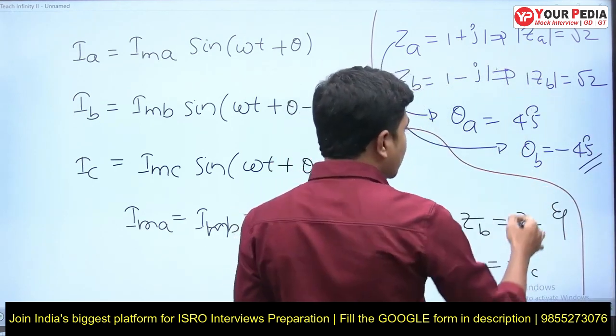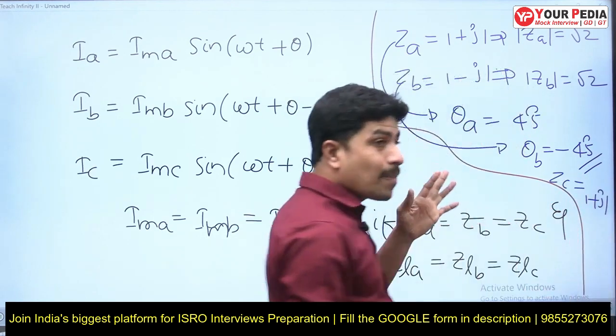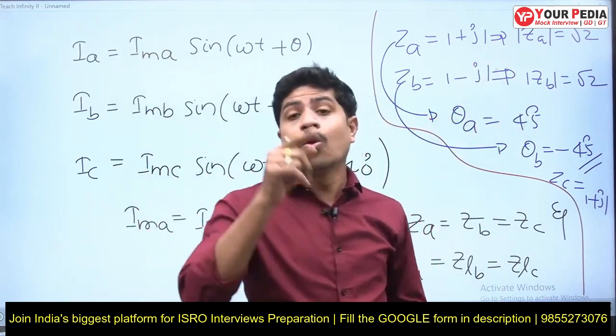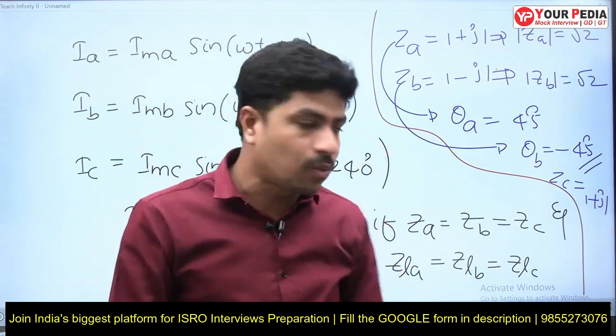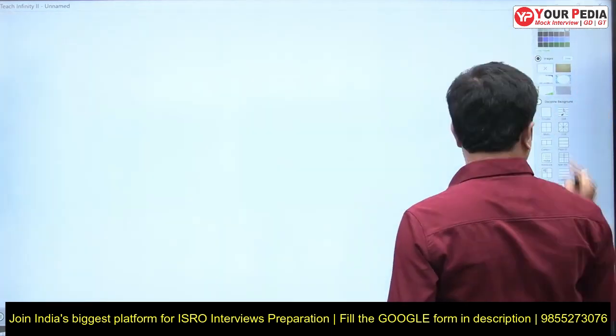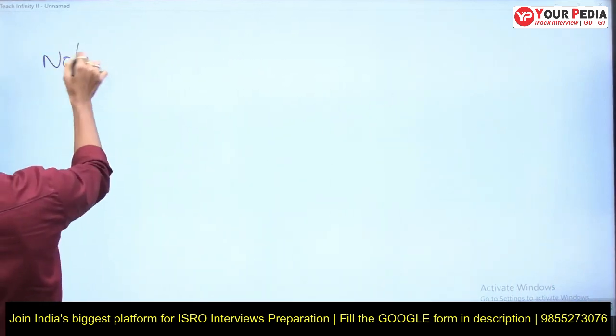Now if I take ZC equal to 1 plus j1, this is not a balanced system. Though magnitudes are equal, angles differ. For loads, all angles also must be equal. I'll write that point also in the form of a note. Note, this is a very important point.